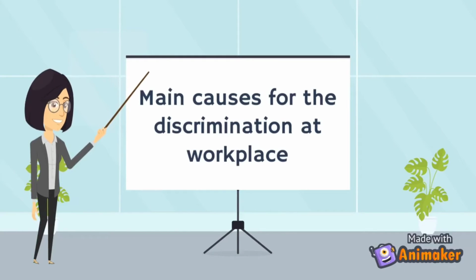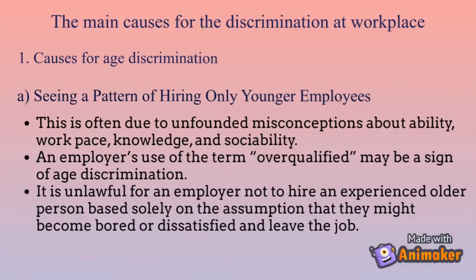Main causes for the discrimination at workplace. Causes for age discrimination. Seeing a pattern of hiring only younger employees. This is often due to unfounded misconceptions about ability, work pace, knowledge, and sociability. An employer's use of the term overqualified may be a sign of age discrimination.